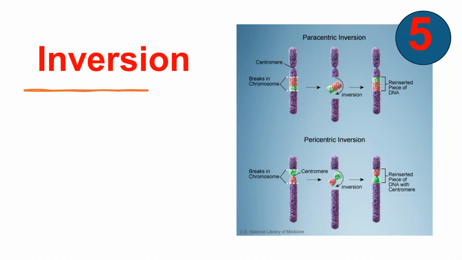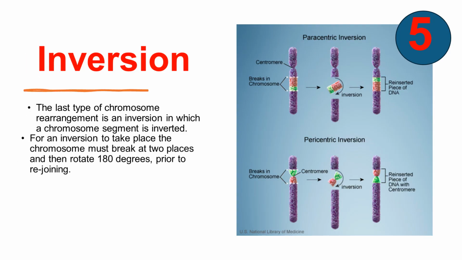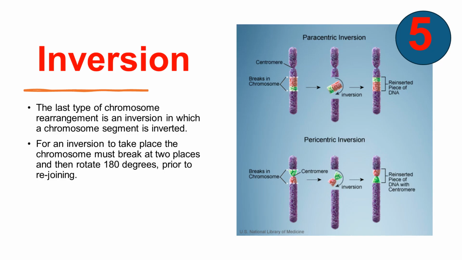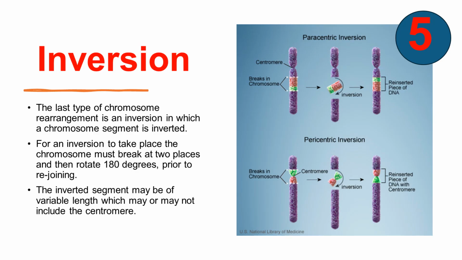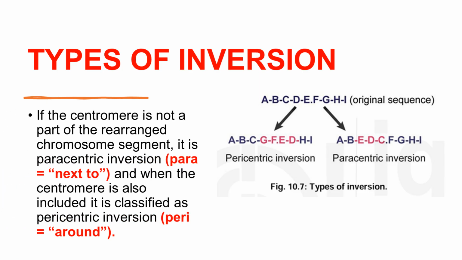5. Inversion. The last type of chromosome rearrangement is an inversion, in which a chromosome segment is inverted. For an inversion to take place, the chromosome must break at 2 places and then rotate 180 degrees prior to rejoining. The inverted segment may be of variable length, which may or may not include the centromere. Types of inversion: if the centromere is not included, it is called paracentric inversion, para meaning next to; and when the centromere is also included, it is classified as pericentric inversion, peri meaning around.